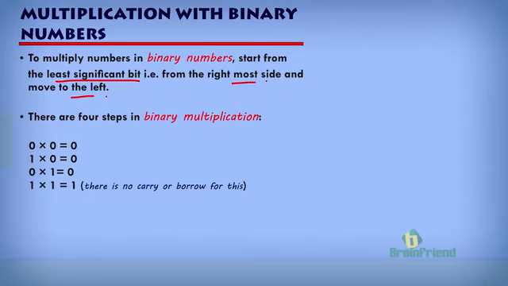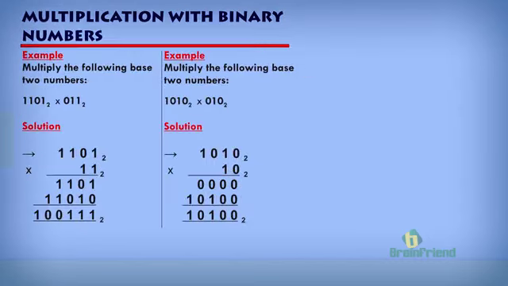There are 4 very simple steps in binary multiplication. 0 times 0 is 0, 1 times 0 is 0, 0 times 1 is 0, and 1 times 1 is 1. In this case, there is no carry over or borrowing at all in binary multiplication. So we'll carry out some examples.